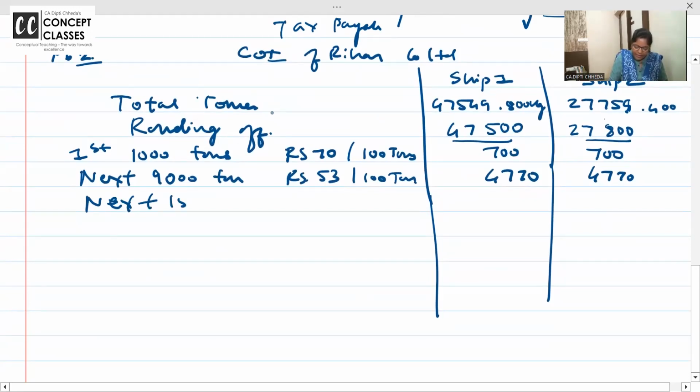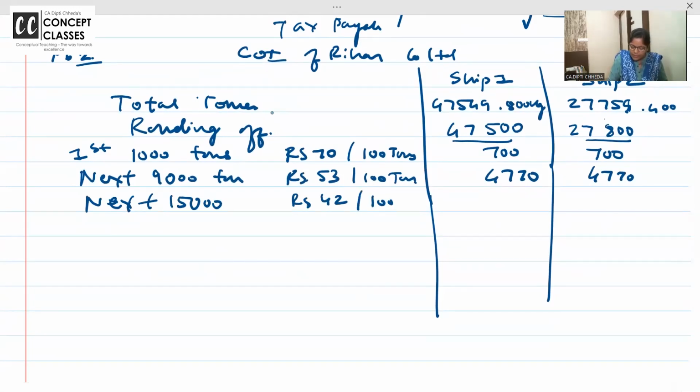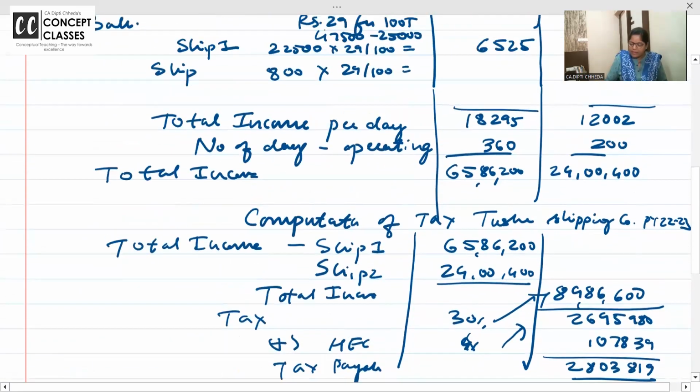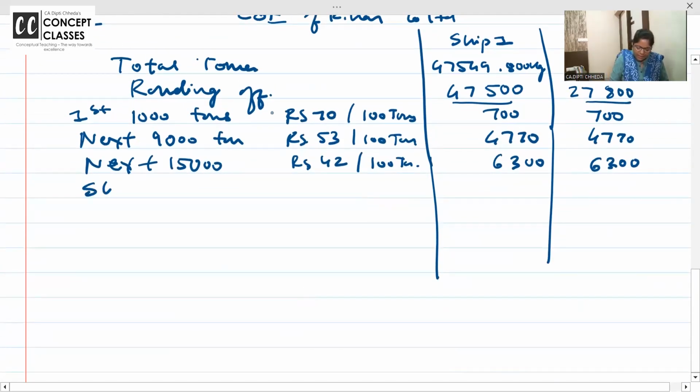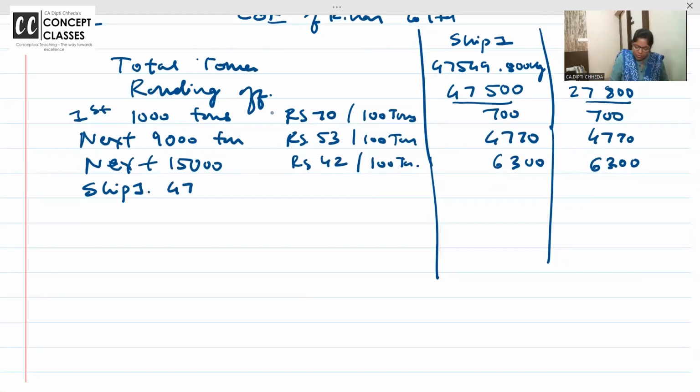Next 15,000, 25,000 तक 42 per 100 ton. फिर वही बात 15,000 into 42 divided by 100. 6,300. 6,300. देखो exactly same. हाँ अब बैलेंस टन्स अलग अलग करेंगे. For ship 1, 47,500 tons minus 25,000 tons हो गए तो बैलेंस कितने टन्स आए?